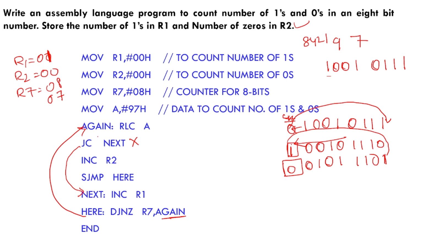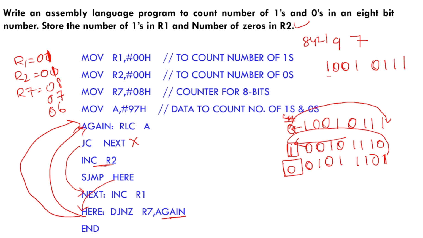What is R2? Before it was 0, now it was incremented to 1 because of this instruction. Now short jump here, which means it will go to here. So again it will check R7. That is the counter we have assigned, right? Before it was 7, now you decrement to 6. It checks whether it is 0 or non-zero. It is non-zero, right? Again it will go to the again loop.